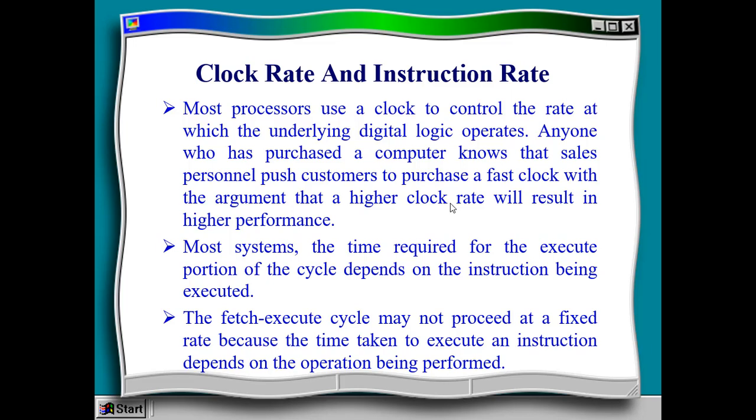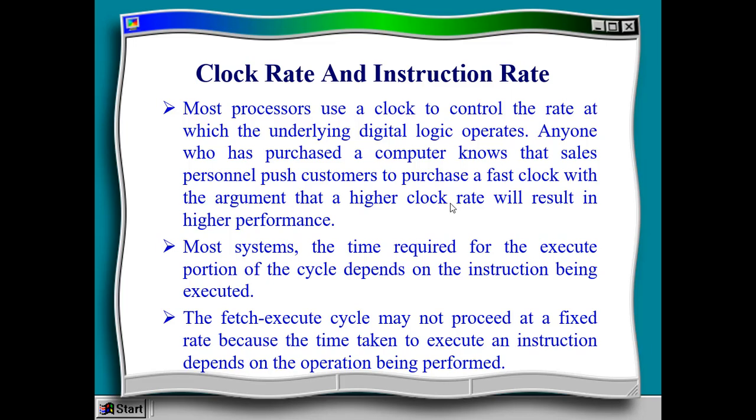Most processors use a clock to control the rate at which the underlying digital logic operates. Anyone who has purchased a computer knows that the sales personnel push customers to purchase a fast clock with the argument that a higher clock rate will result in higher performance. In most systems, the time required for the execution portion of the cycle depends on the instruction being executed. So the fetch-execute cycle may not proceed at a fixed rate, because the time taken to execute an instruction depends on the operation being performed.